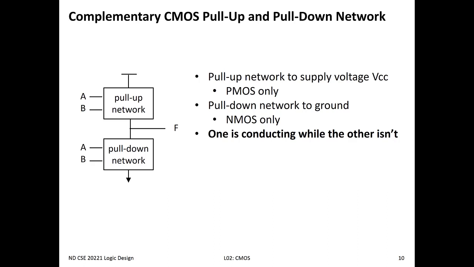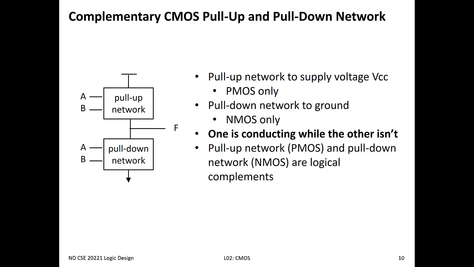So either the pull-up network is conducting or the pull-down network is conducting, but we'll never have both conducting at the same time, otherwise we'd short out our supply voltage. The pull-up network and the pull-down network, as we'll see, are logical complements. And again, the transistors we're using are CMOS, which means complementary metal oxide semiconductor.